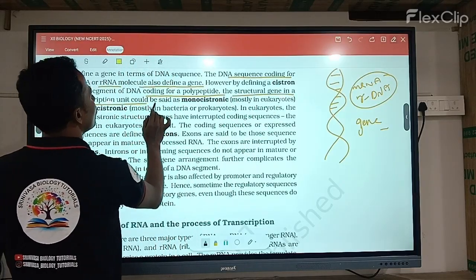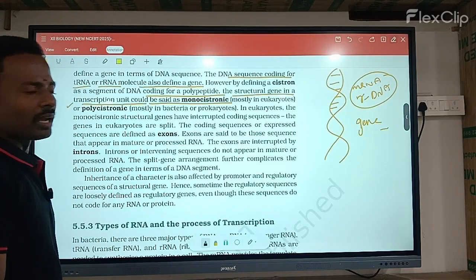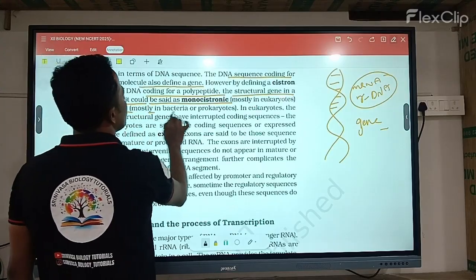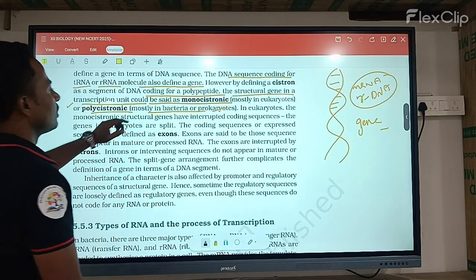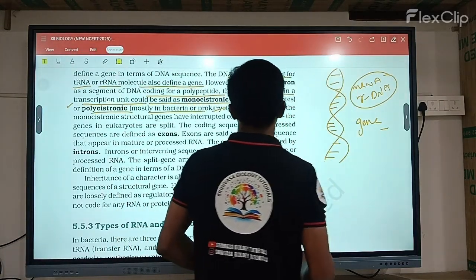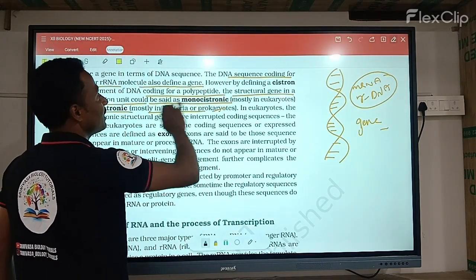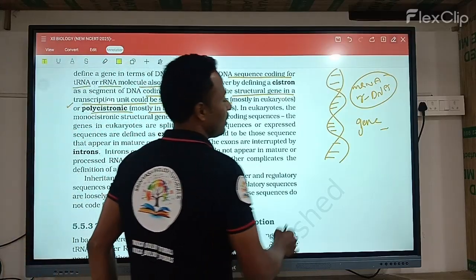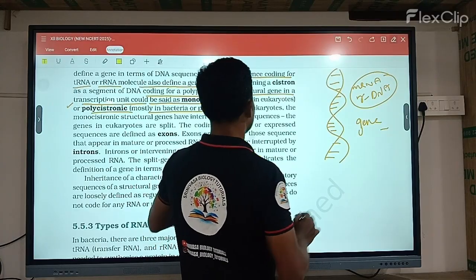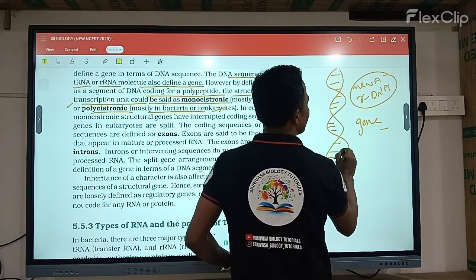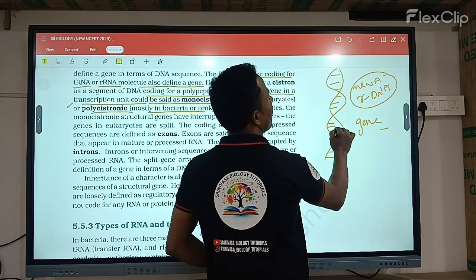could be said to be monocistronic. That you mostly see in eukaryotes, and the polycistronic condition you mostly see in bacteria, that is, in prokaryotes. For example, take this template strand, which has genes present. In this gene, the DNA codes for a polypeptide. Here in this DNA, they code for different amino acids.